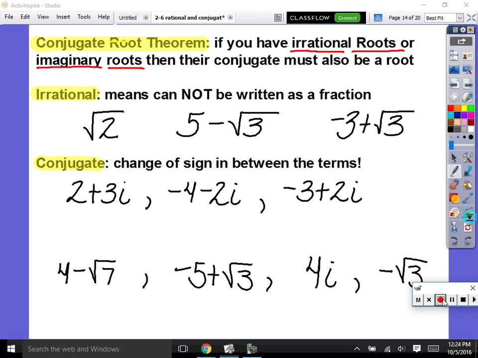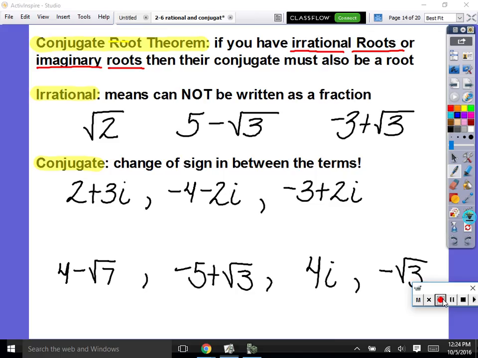Irrational means cannot be written as a fraction. If you have something that's irrational as a solution, its conjugate must also be a root. So the square root of 2, do you guys all understand that that's irrational? Okay. And then 5 minus the square root of 3 is irrational. Can't be written as a fraction. This is also irrational. And then conjugate means a change of sign in between.